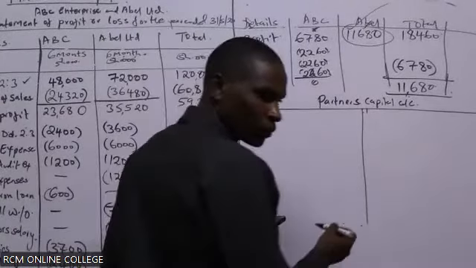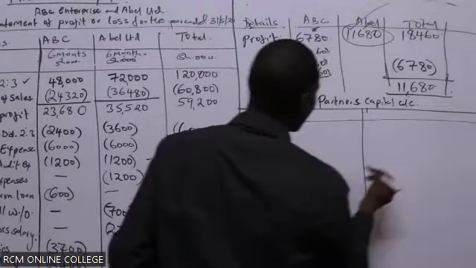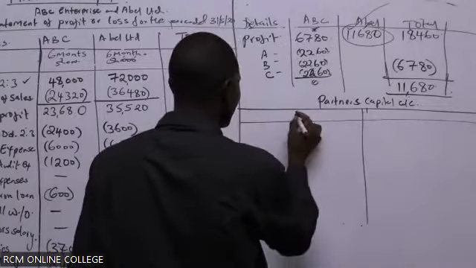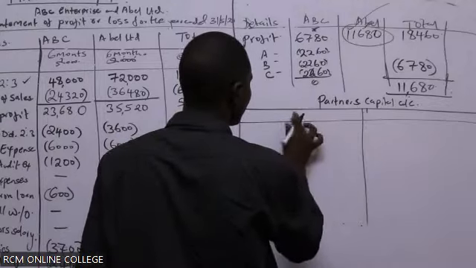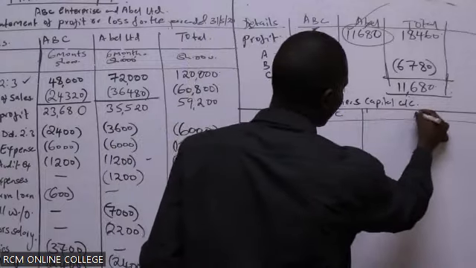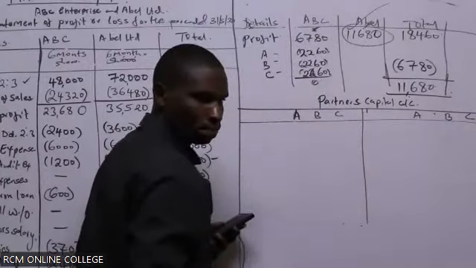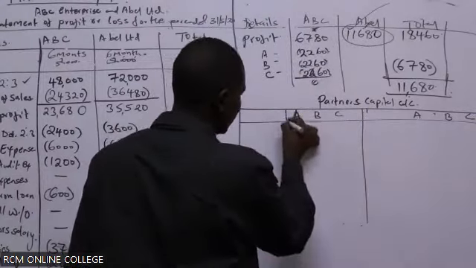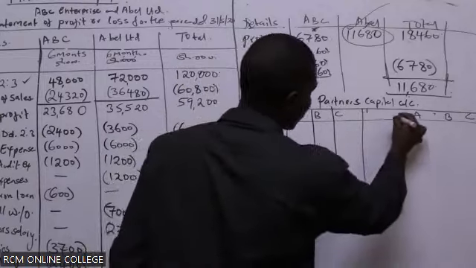Partners' capital account. Great. And we finish up with the balance sheet. We have 3 partners, A, B, C. We have the details, and the partners are there.